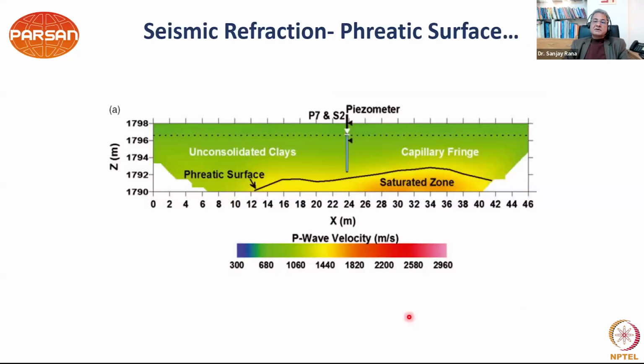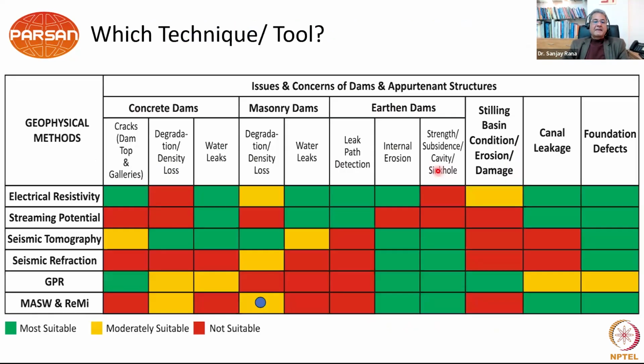Seismic refraction is also used for phreatic surface mapping, because we know that when the phreatic surface is encountered, your velocity will change and definitely exceed 1400 to 1450 meters per second. And based on that, the phreatic surface can be mapped using seismic refraction. So this is one good example of phreatic surface mapping.